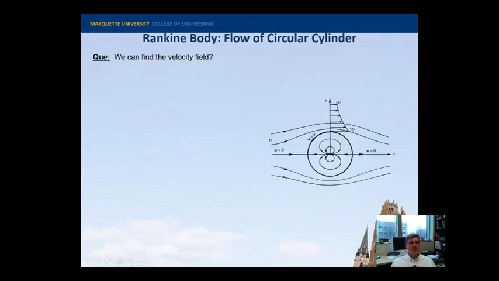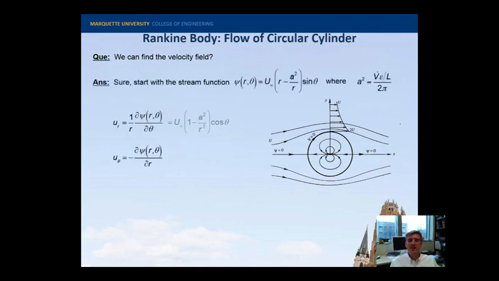Just like we did with the Rankine half body, we can begin to go through and look at what this solution tells us about the velocity field and stagnation and so forth. So let's start with the velocity. Can we find the velocity? I would think by now this is getting to be kind of old hat.